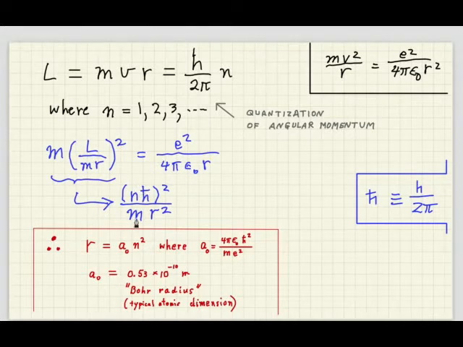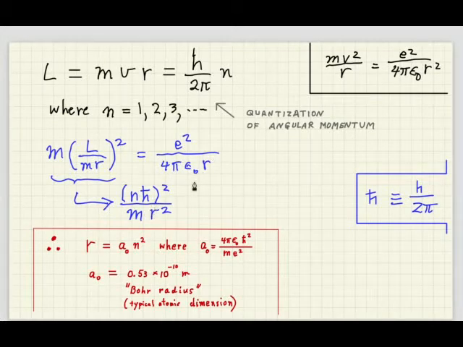m is the electron mass, h bar is Planck's constant divided by 2 pi, e is the electron charge, 4 pi epsilon 0, that's the electric force constant. Everything is known here except r. And it will depend on an integer, n, which can take any of these values. So let's solve for r.